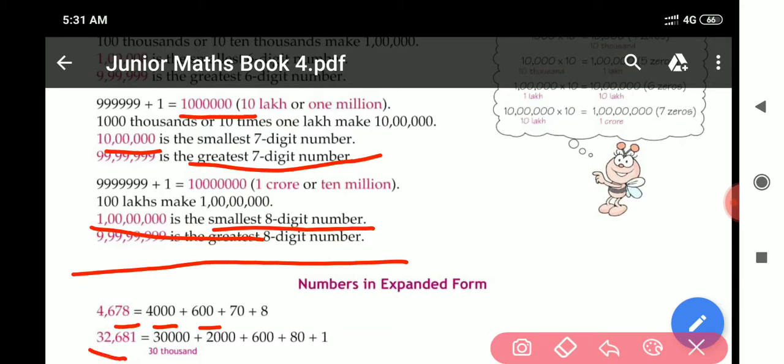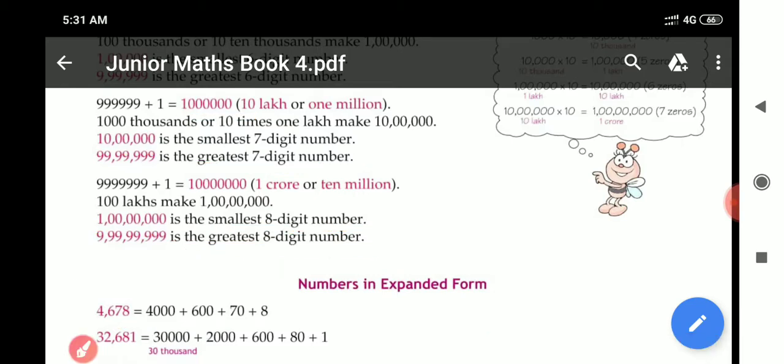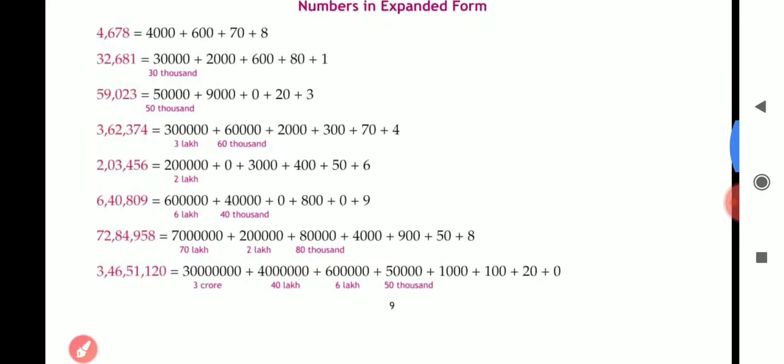See, 32,681. If we have to write down the place value of 3, or write this number in expanded form, what do we do? After 3, the number of digits is 4. So we write down 4 zeros here. Okay, like this we do the expanded form.